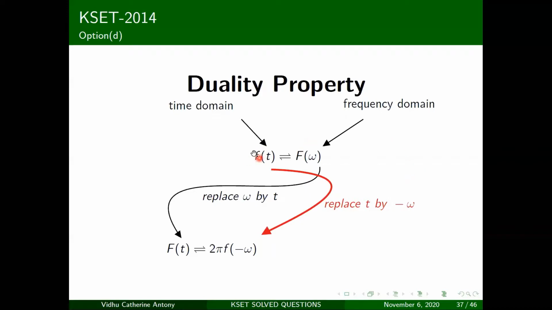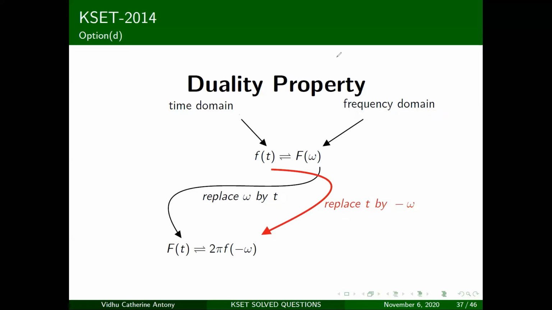So what you would have is this f of t. You take a Fourier transform of that, you get a capital F of omega. Now what you do is you replace the omega by t. You also replace t by minus omega, and you end up getting this particular factor 2 pi here. Sometimes I think you might have written it as root of 2 pi, but the constant really doesn't matter, so we can ignore that part. You have a 2 pi f of minus omega. So this is going from the time domain to the frequency domain, and you're replacing the terms. You're replacing omega by t, and you're replacing t by minus omega.